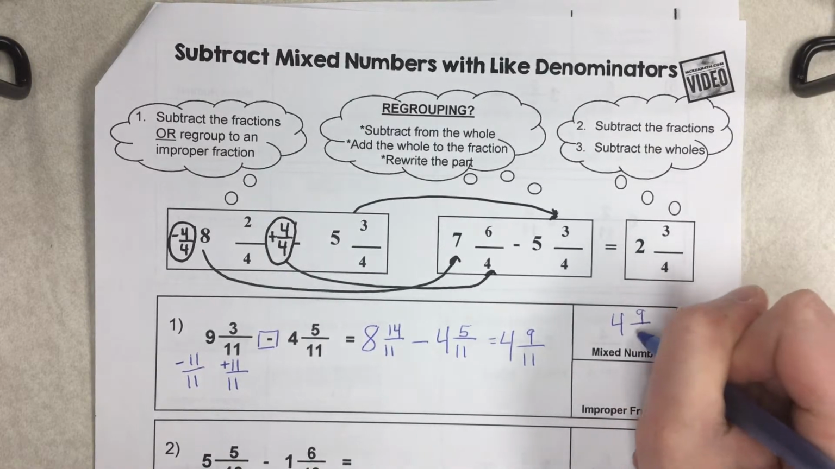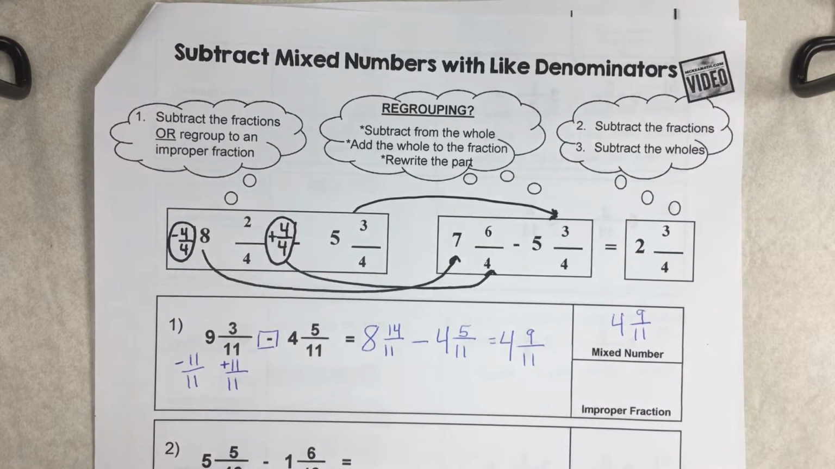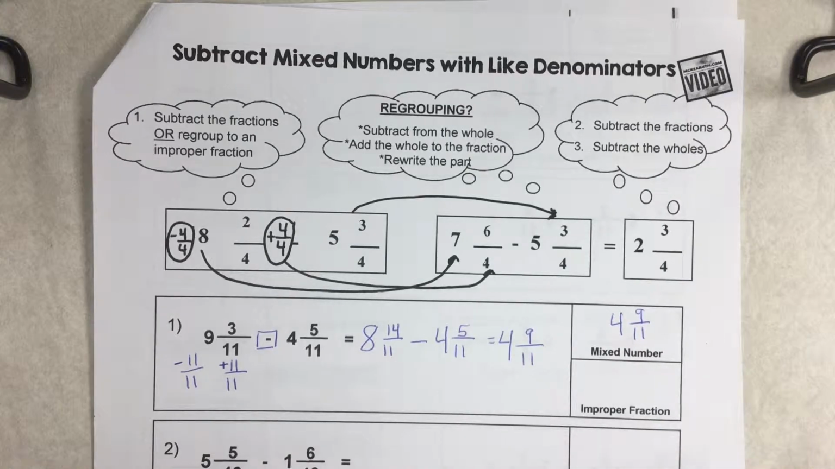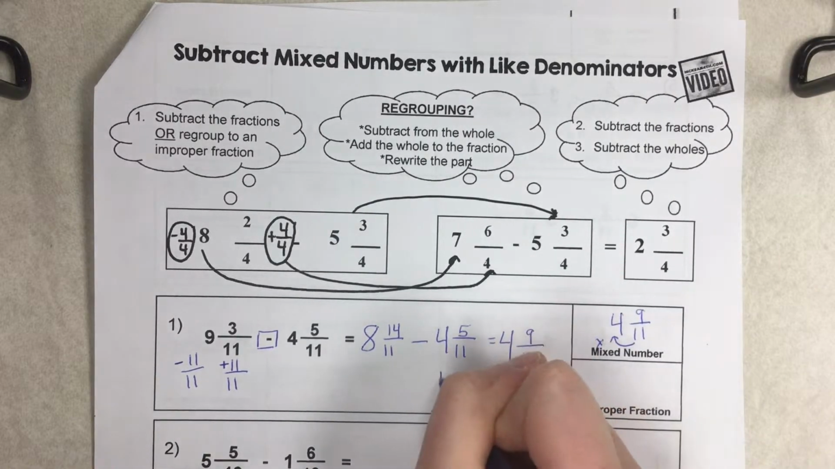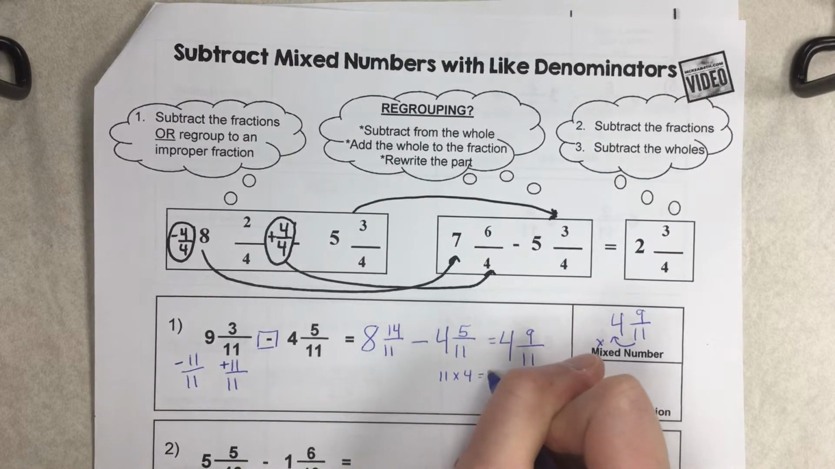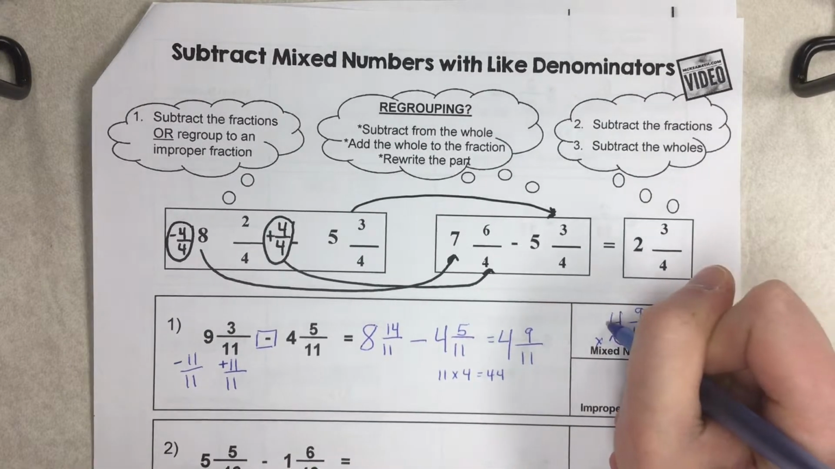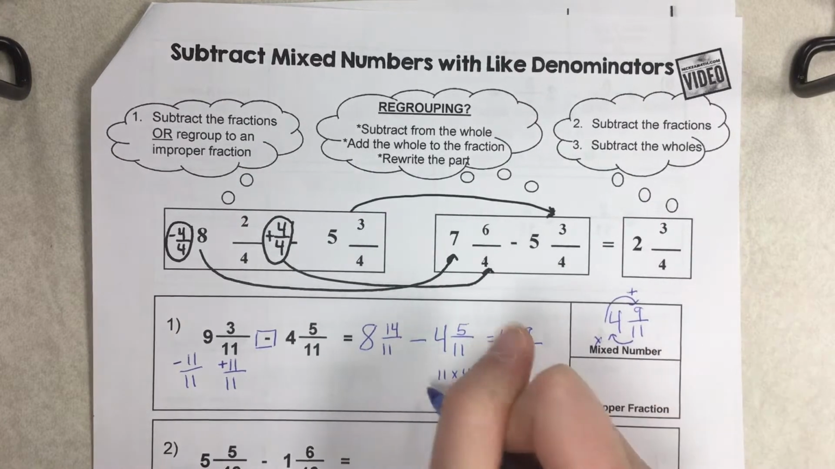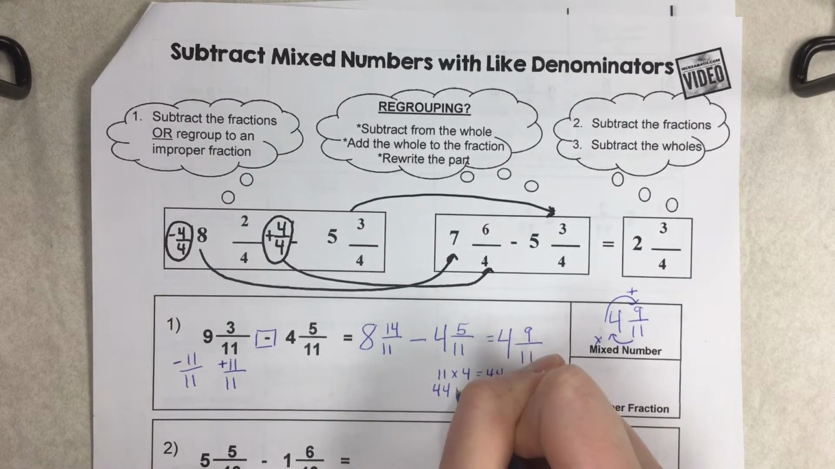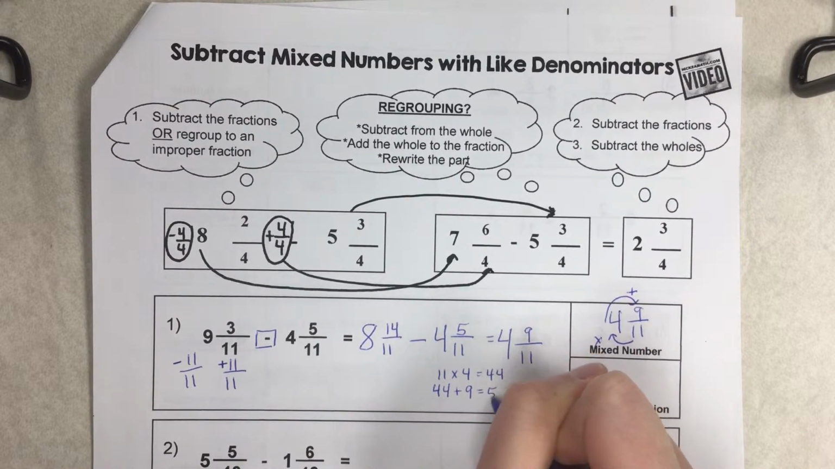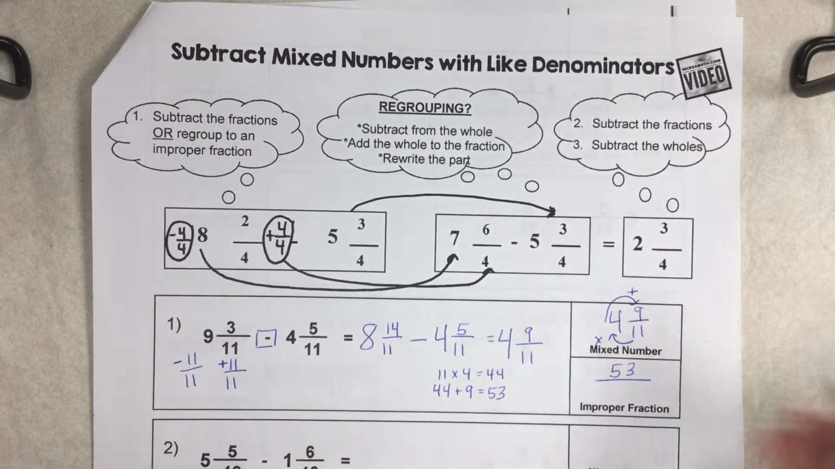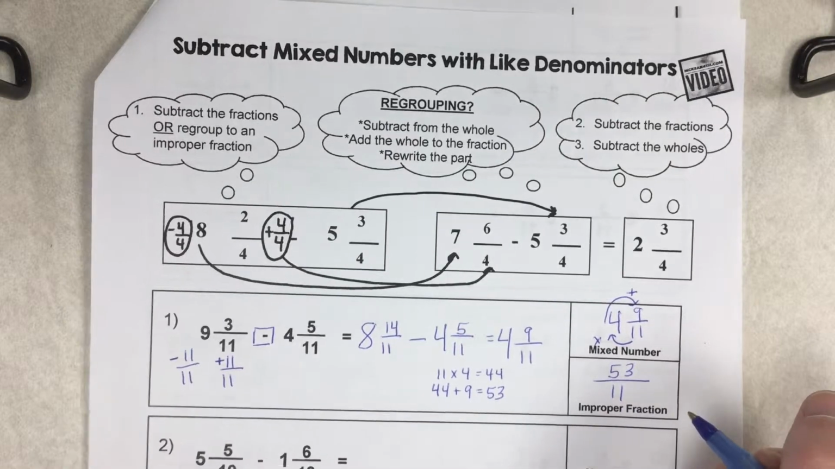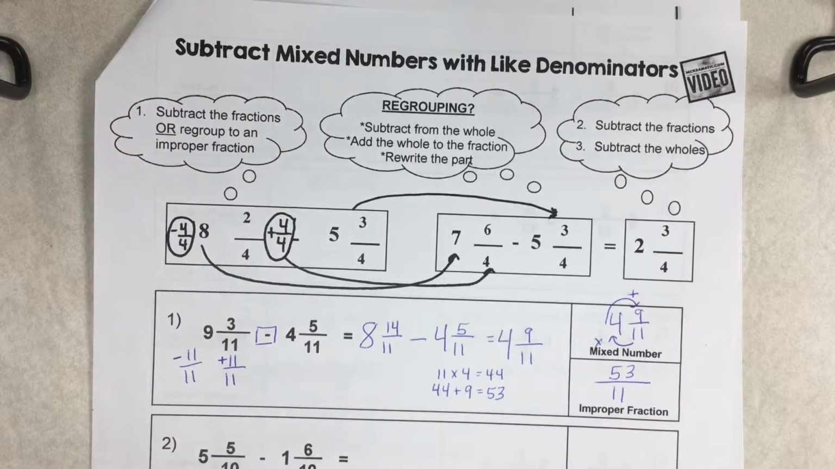So I can put that in my mixed number spot. Let's practice making it into an improper fraction so we don't forget how. First, we multiply. 11 times 4 equals 44. And then we can add on the numerator. So 44 plus 9 equals 53. So my numerator is 53. My denominator is going to stay the same. It's 11 to get 53/11.